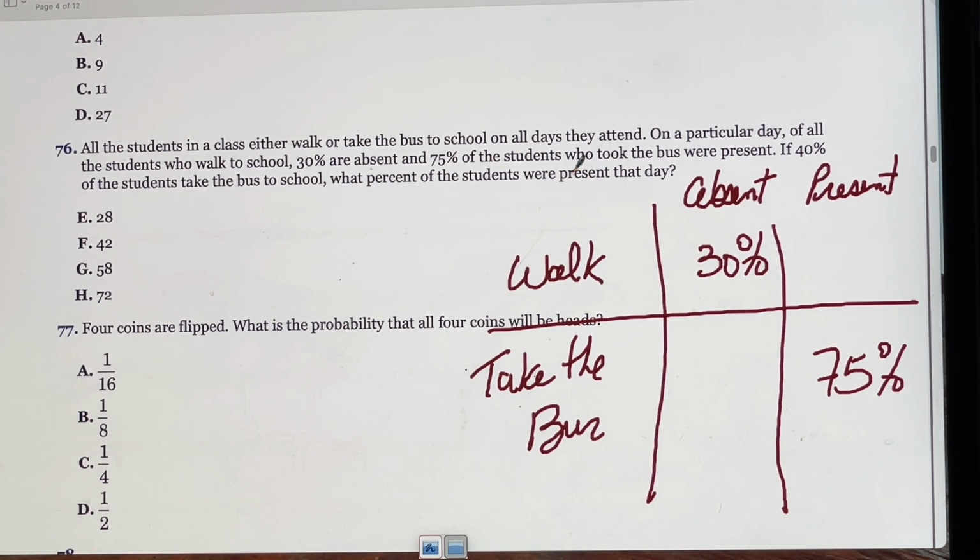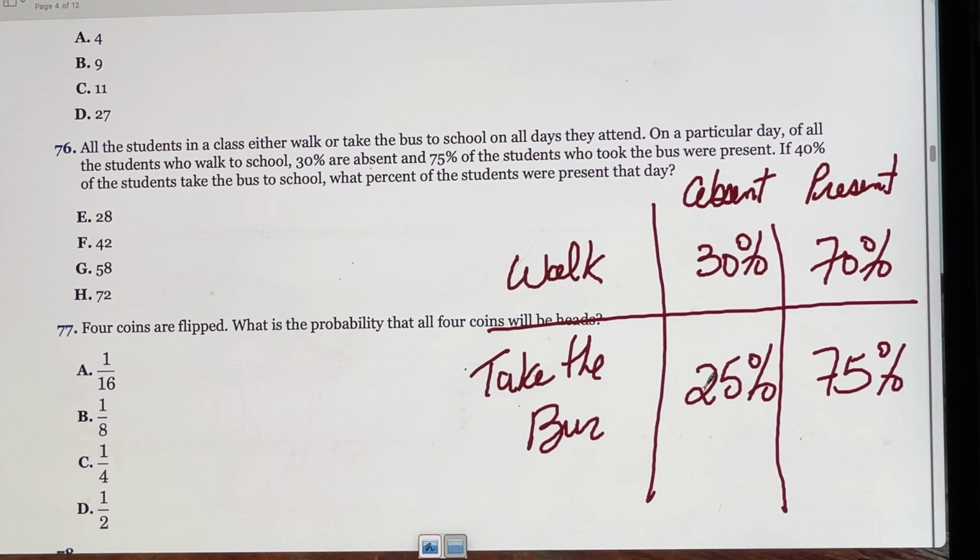Oh, I have to look up, hang on a second. 40% of students take the bus to school. If 30% are absent, 70% are present, right? And 75% of the students who took the bus were present, which means 25% were absent. Agreed? 40% of the students take the bus.